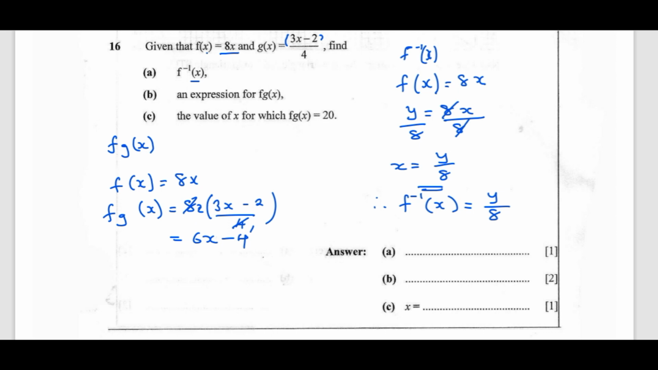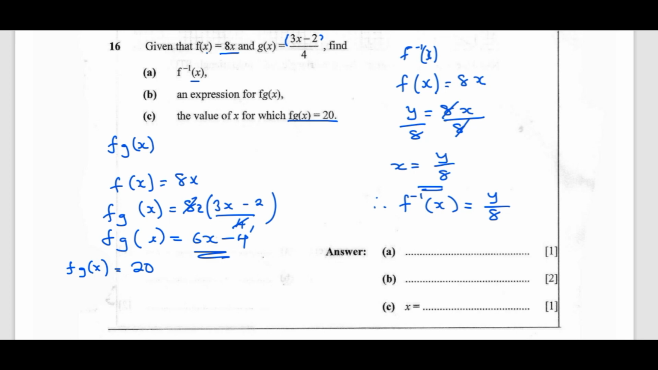So here, fg of x, what do we have? This is the answer that we have. Let us find the value of x for which we've been given this. So you have to pay much attention to what we are doing. So fg of x is equal to 20. We've just copied what we've been given.